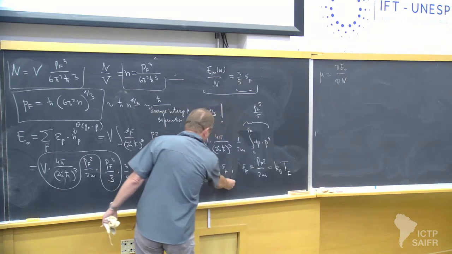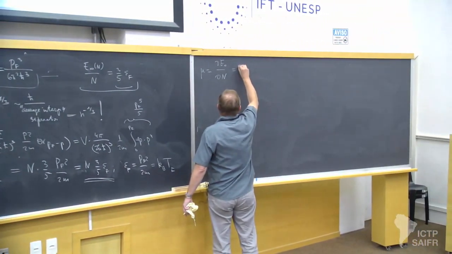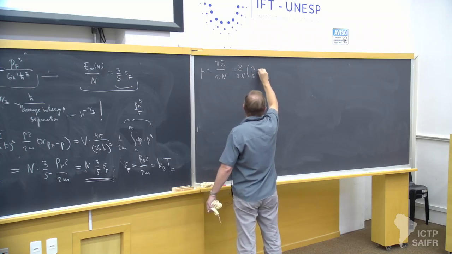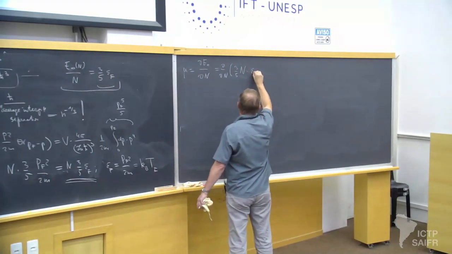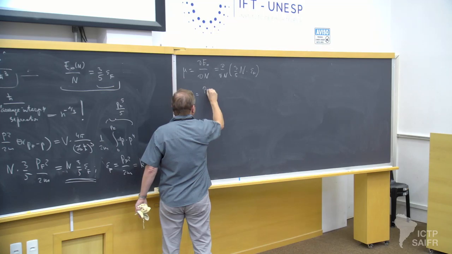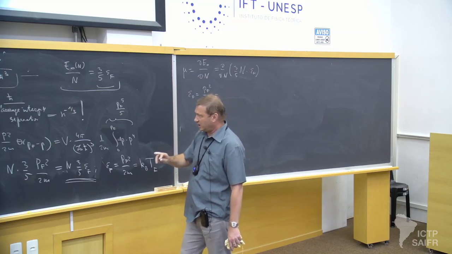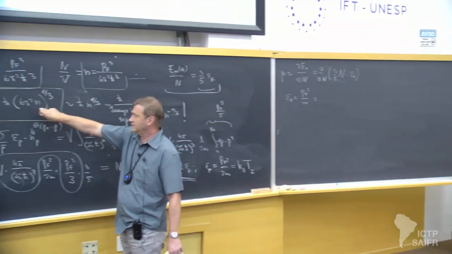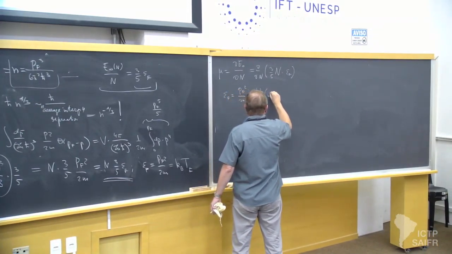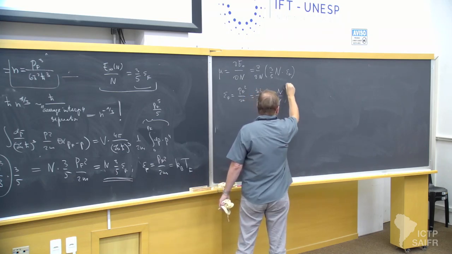So I should look at this formula. I have to take d/dN, then I have 3 over 5, which is irrelevant, N is relevant. And now I have epsilon Fermi, which I remind you depends on p Fermi squared, but p Fermi squared is given by this formula. So it is h bar squared over 2m, and then you have 6 pi squared, and then you have the density, which is N divided by V, to the power 2/3.